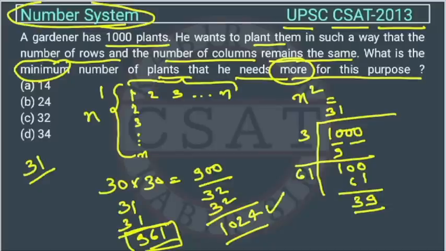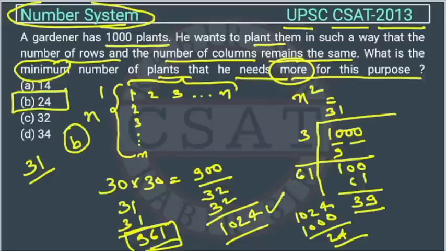So we will go for this 1024, right? Greater value we will go for, because we got that 31 is near, so we will try for 32. So 32 into 32 is 1024. So how many plants does he need? 1000 he already has. 1024 is the square of 32, so we will deduct, and we will get 24, right? So he needs 24 more plants, so the answer will be option B.